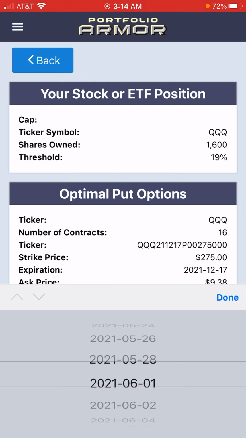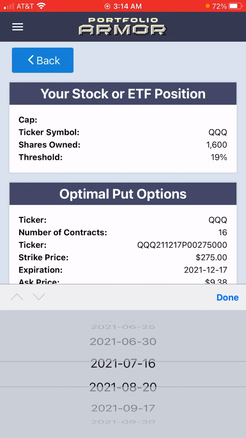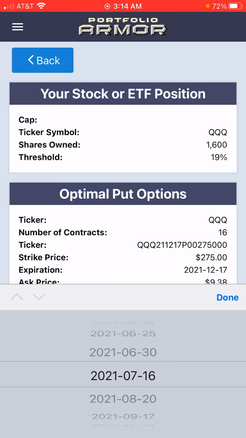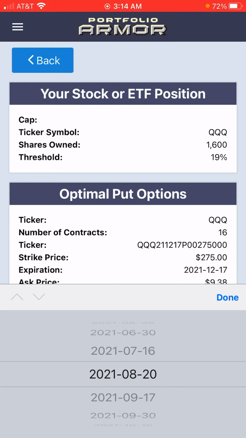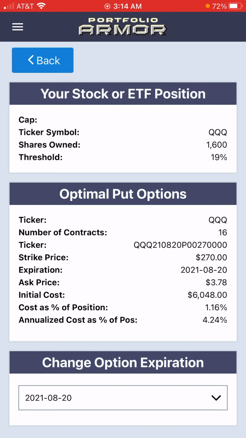Let's see what it would be if, instead of going out 6 months, we go out about 3 months. And here, as you can see, the cost as a percentage of position value goes down to 1.16%, and the annualized cost goes down a little bit to 4.24%. So this is something you can play around with depending on when you expect the risk to most likely happen.